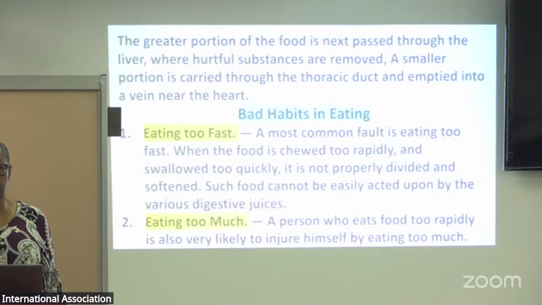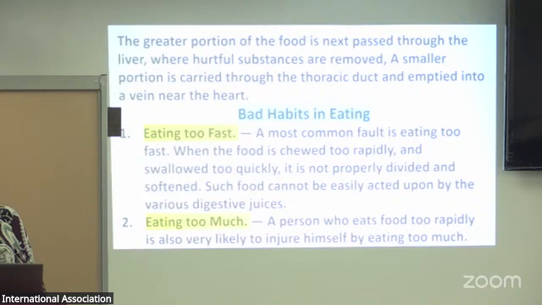So you see how wonderfully God has made our bodies, through our digestive system alone. You can see the type of work that he has put into it.